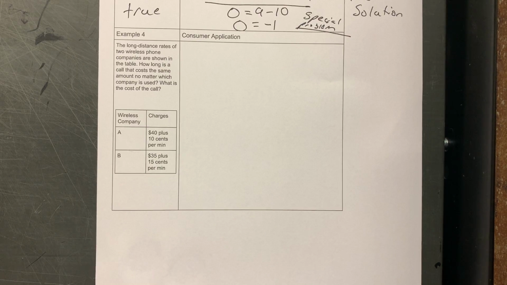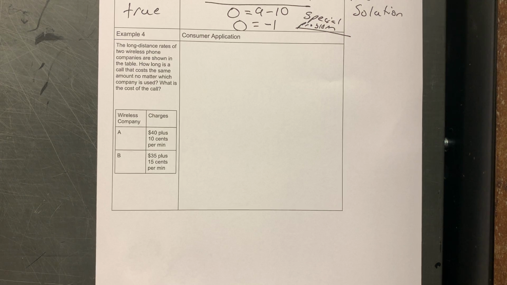Last example. This is a consumer application, so this is something that you might actually use an algebra equation for in your day-to-day life to try to figure out which option of a plan or coverage might be cheaper for you. In this situation, it's talking about a wireless plan for phone calls. Back before there were many companies that did unlimited everything, a lot of times you'd be charged by the minute. So let's read through this example.